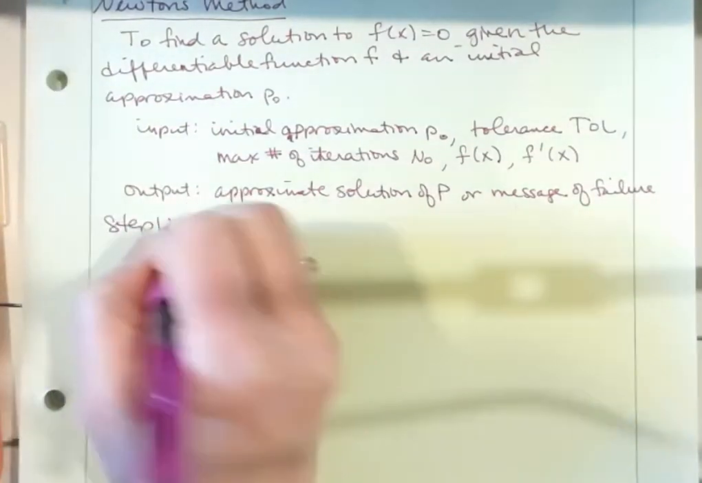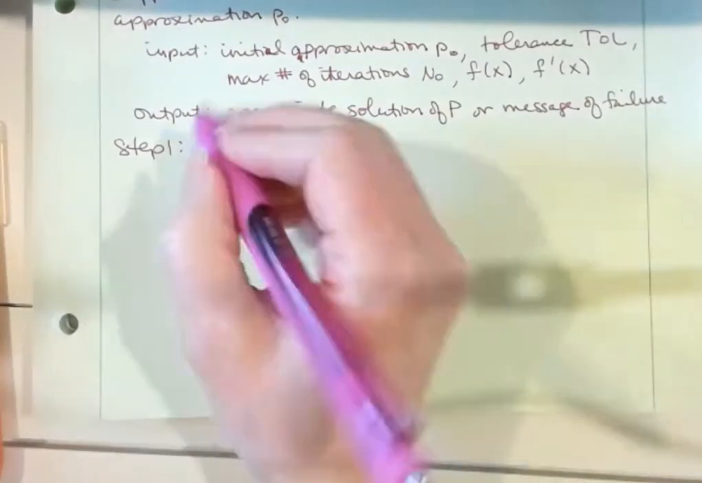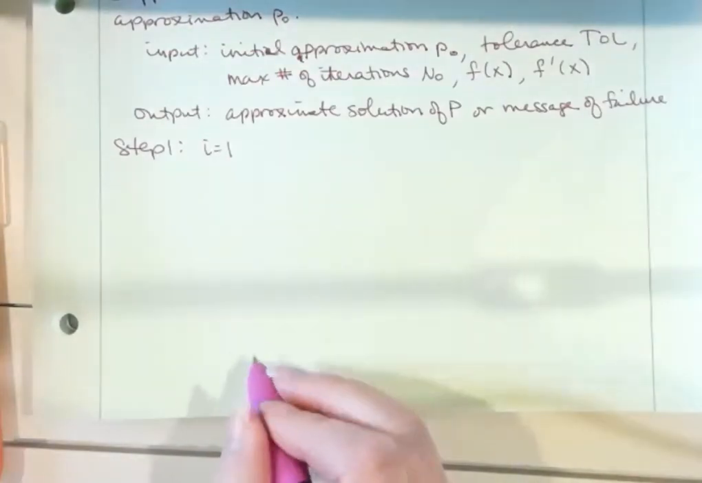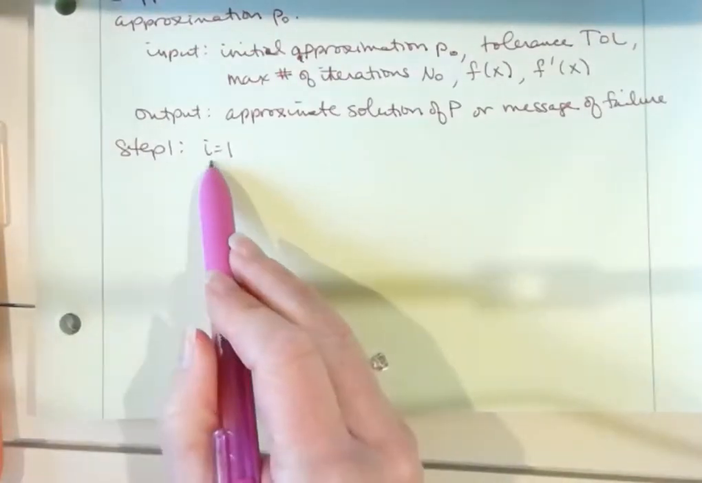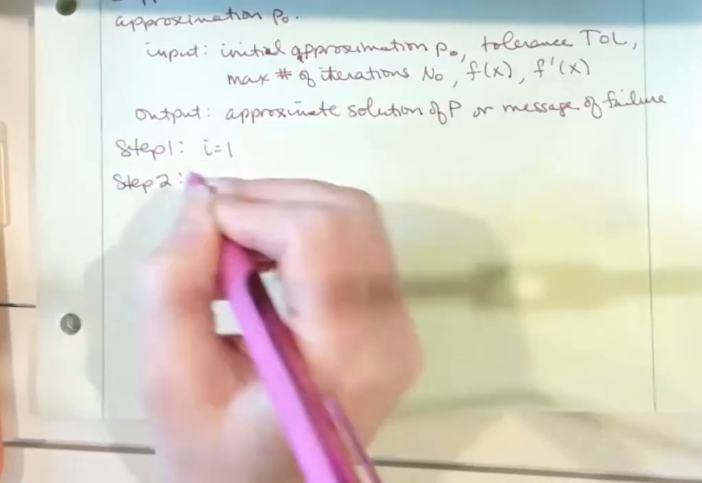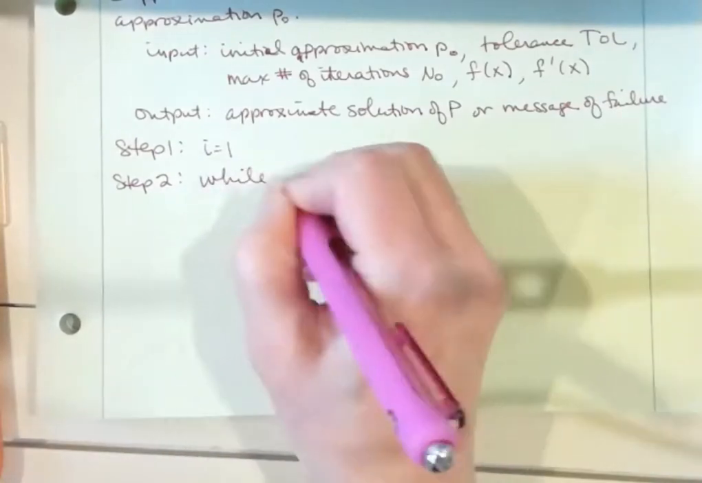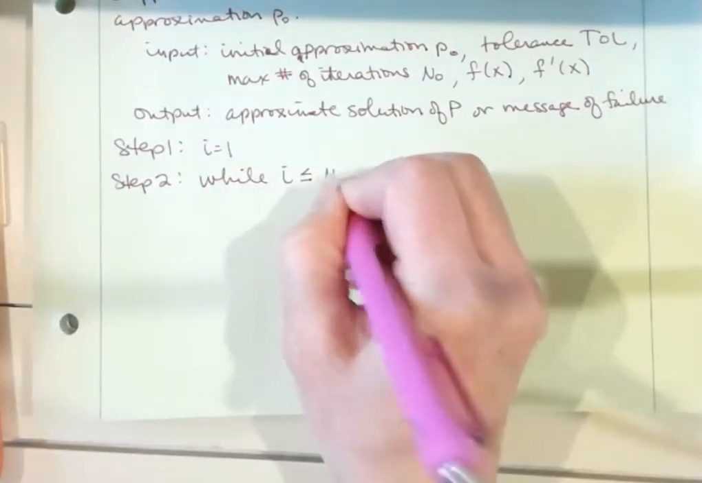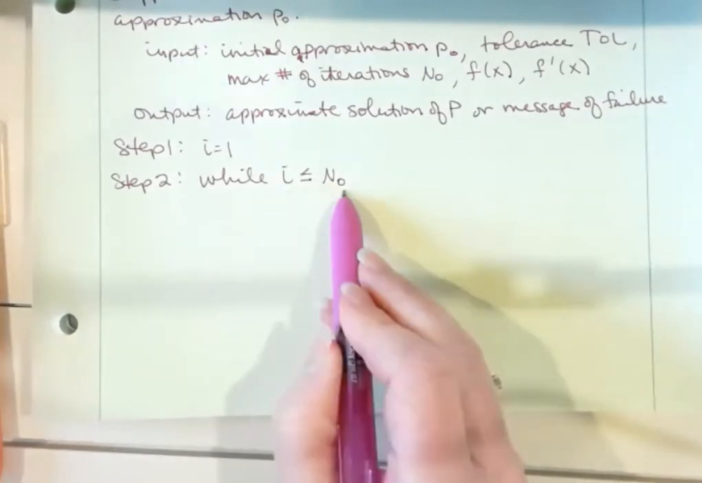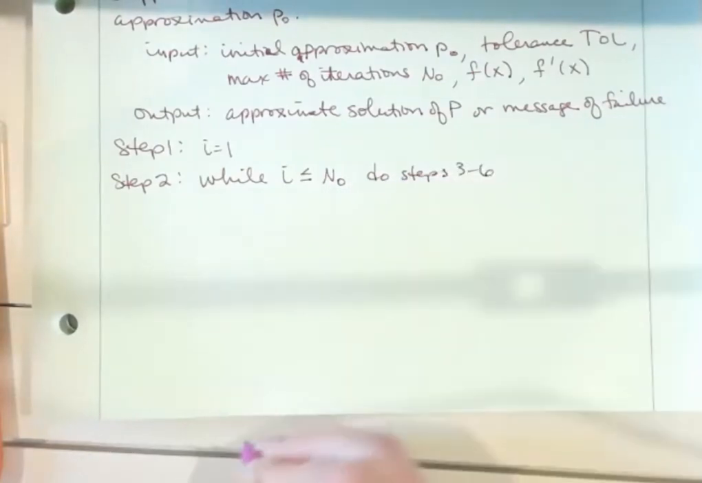Okay, so here are our steps, and these steps will be helpful for MATLAB if you want to code up your own Newton method. So step 1, we're going to have a counter. So let's say i equals 1. This is going to basically count how many iterations we're doing. Now, step 2, we're going to say while i is less than or equal to N0. Remember, this was the max number of iterations. As long as we haven't reached that, we're going to do steps 3 through 6.